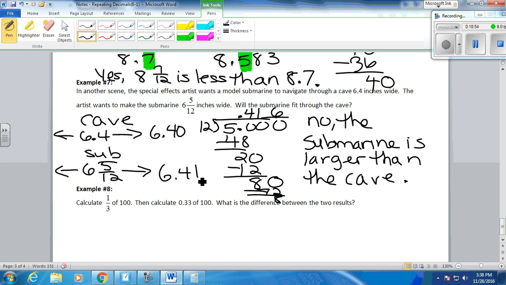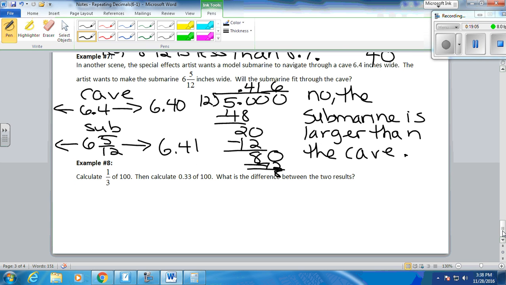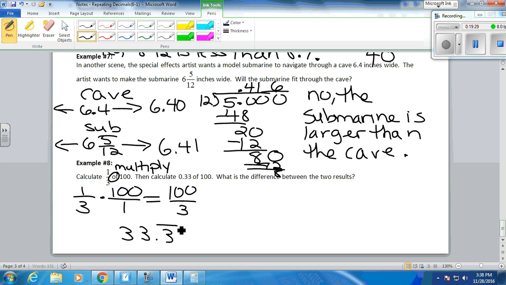Now, yes, you are going to be allowed to use a calculator, but you still should be able to show how to change a fraction to a decimal. Number 8 is asking us to calculate 1/3 of 100 and then calculate 33 hundredths of 100. What is the difference between the two results? Of means to multiply. That word of means to multiply. So 1/3 times 100 is going to be 100 divided by 3, which will give you 33.3 repeating.